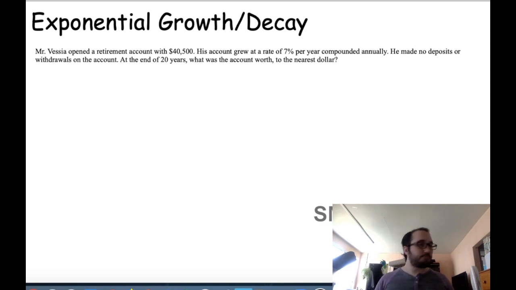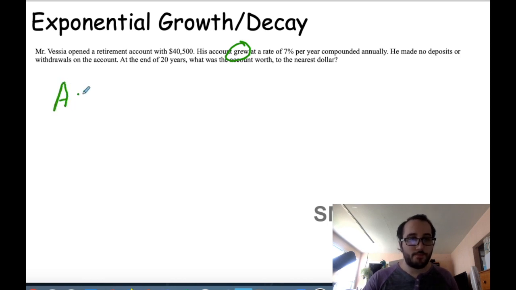So essentially, my friend Mr. Vesia, he threw a bunch of money into an account that grows 7% each year. He wants to know if he doesn't touch it, after 20 years, what happens? This is exponential growth because it talks about how his account grew. So let's write exponential growth.